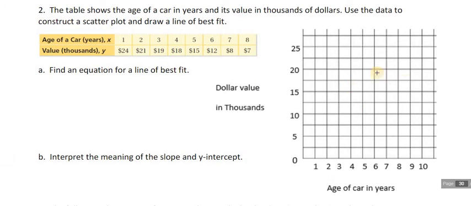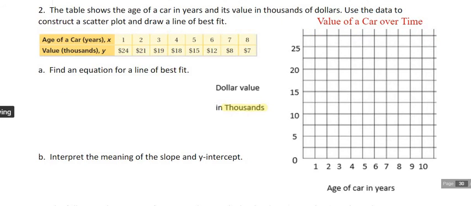Now notice the coordinate plane is already set up for you. We've got x represents the age of the car in years. So the x-axis is counting by 1. The y-axis represents the dollar value in thousands for our car. And the overall scenario is talking about the value of a car over time. So we need to make sure we put that. Value of a car over time.